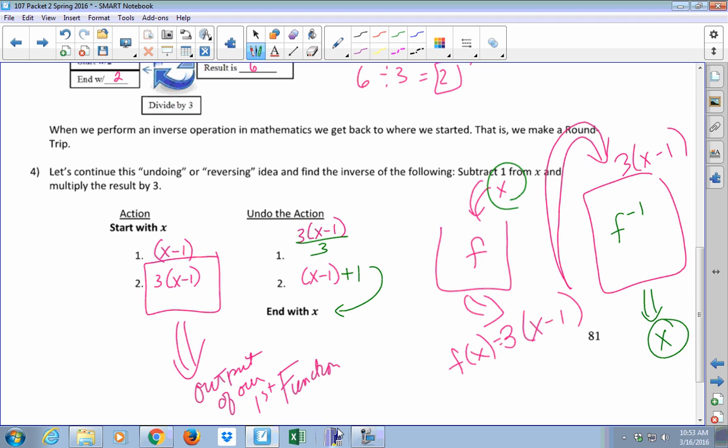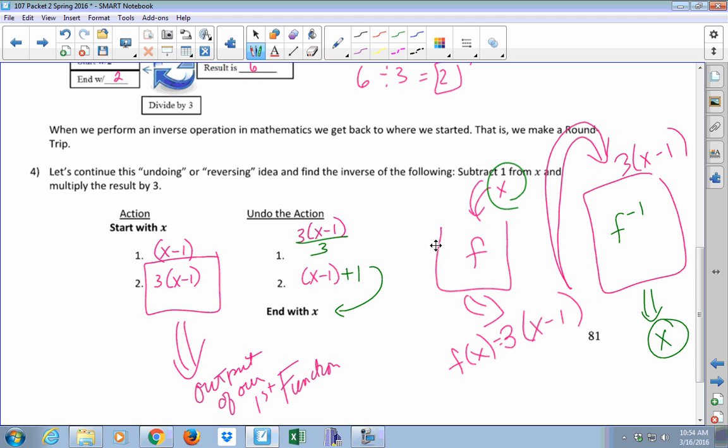So you'll be introduced to this language and notation in a page and a half. But I basically wanted to show you where we're heading today. If I start off with the function f, I take the output and I put it into the inverse machine, the inverse of f, I come right back to where I started. That's what inverse functions are all about.